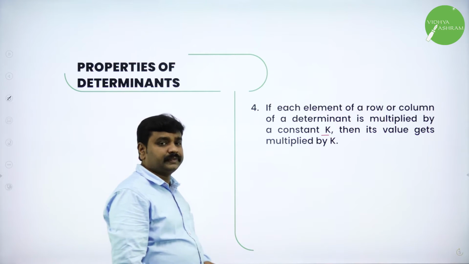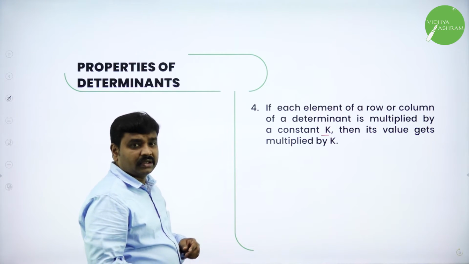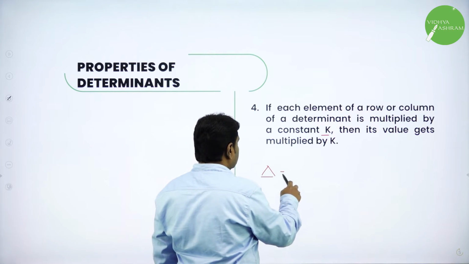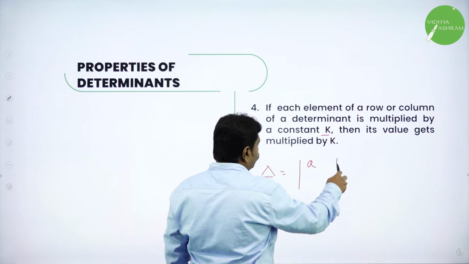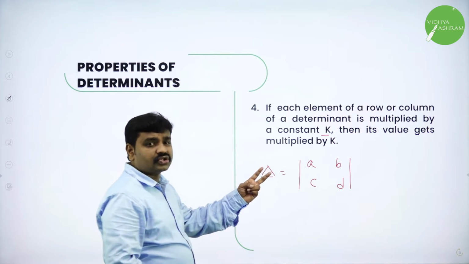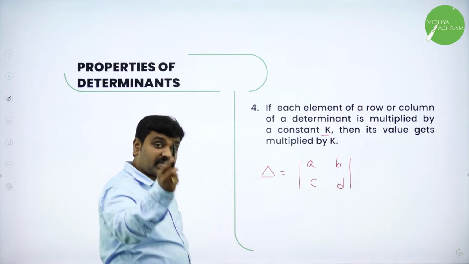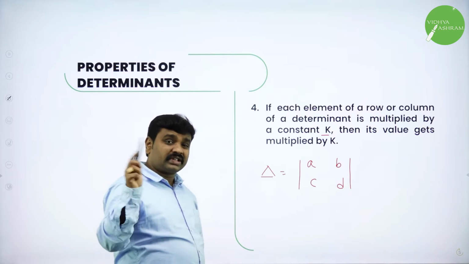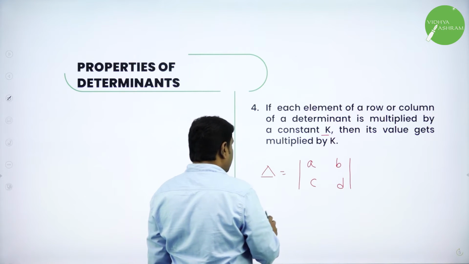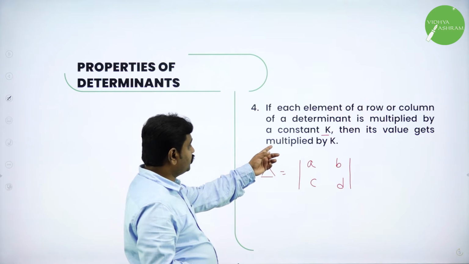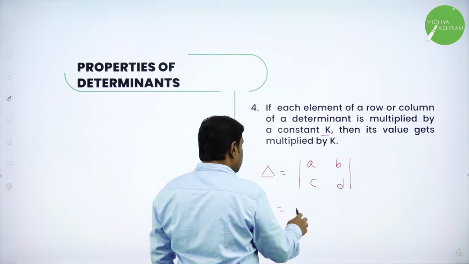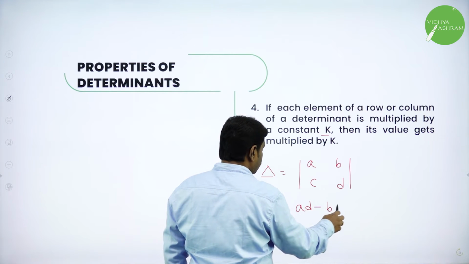Now coming to this, how to prove this? In order to prove this, we will take delta. I told you, in order to prove, you should always take alphabets, and better you take 2 cross 2, the property becomes simple. It is applicable for 3 cross 3, but proving 3 cross 3 with numbers is easy. So now delta I took like this, I will multiply a constant to each. Now what is delta value? AD minus BC, do you agree?